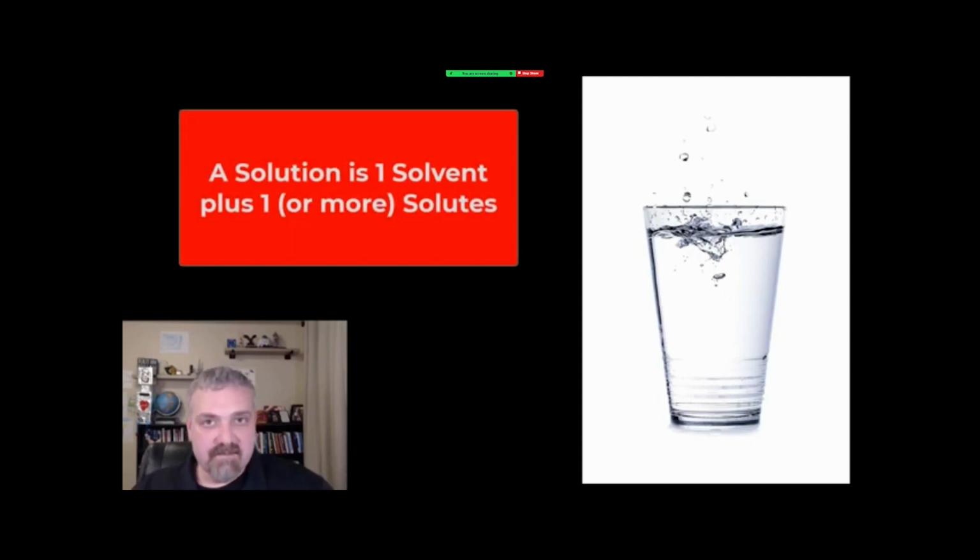You are a solution. A solution is going to be a solvent, and water is the universal solvent in the human body. So one solvent, water, plus one or more solutes. The other ingredients that make you up are going to be the solutes in this solution. That's one way to look at it: you are a solution. So what are these solutes and why do they matter so much?